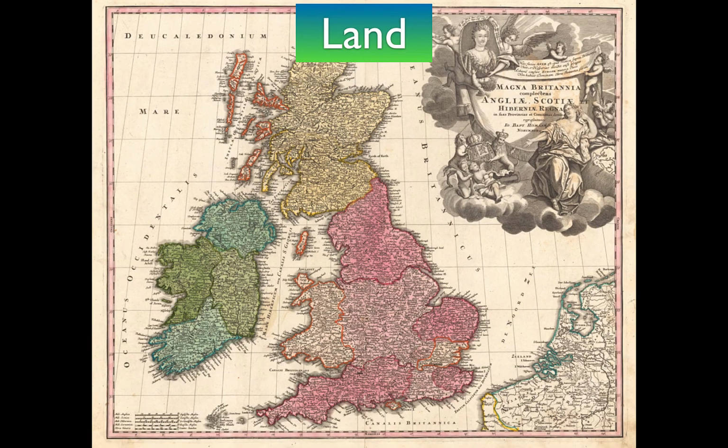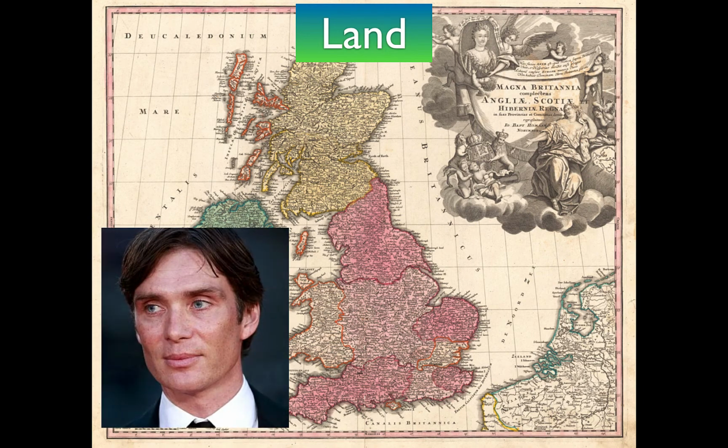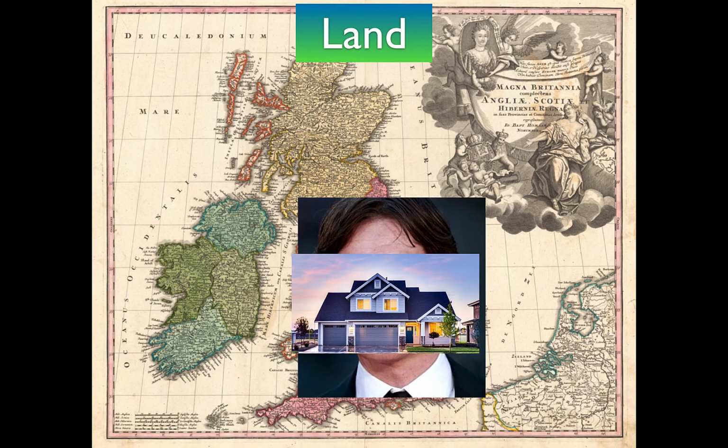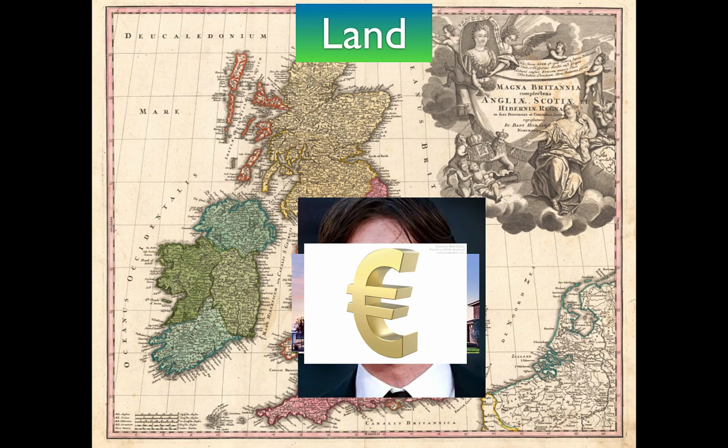Now I am going to talk about the owners of factors of production, and this one is land. This is an actor called Cillian Murphy. You may know of him through the Netflix series Peaky Blinders or Batman and all that kind of stuff. He's an Irish actor. Let us assume he buys a house in England. He doesn't buy it to live in it, but he buys a house in England and he rents that house out to tenants.